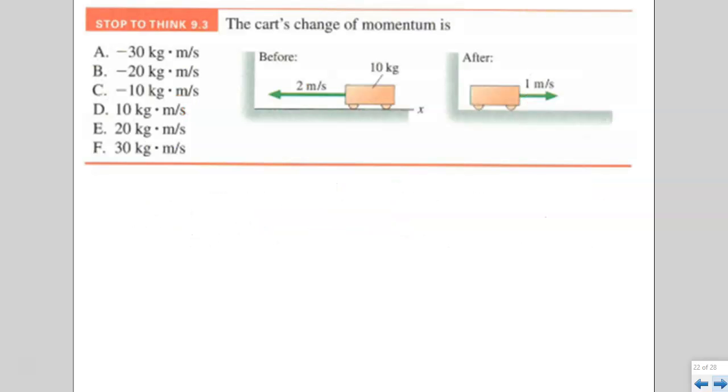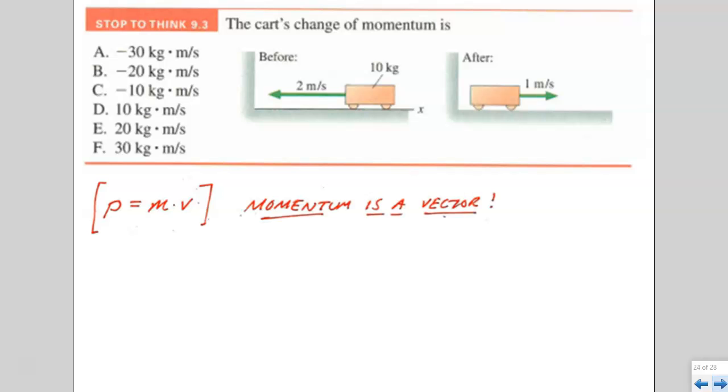Let's take a look at a practice question. The cart's change of momentum is, so we have a 10 kilogram cart traveling to the left at 2 meters per second. It bounces off a wall, collides with the wall, and bounces back at 1 meter per second. And we know what the change of momentum is. So momentum is mass times velocity, but remember that momentum is a vector quantity, so the fact that the 2 is going to the left and the 1 is going to the right, that's going to be important.